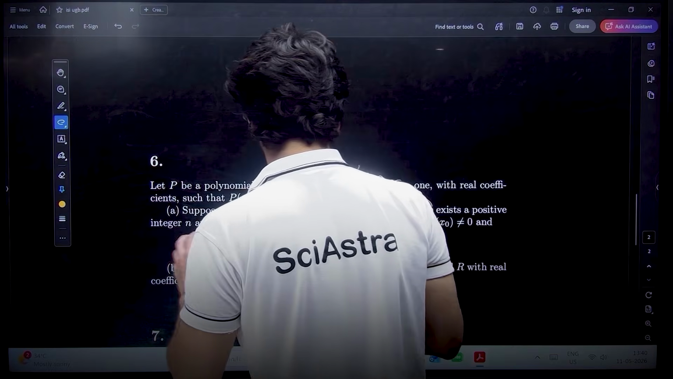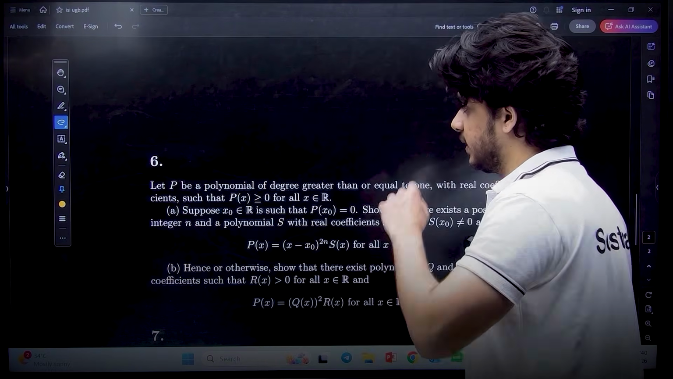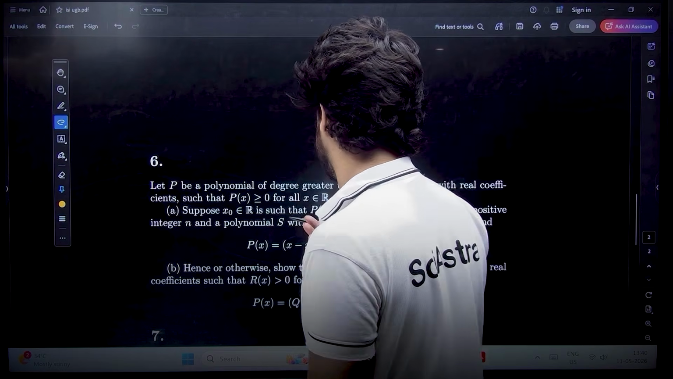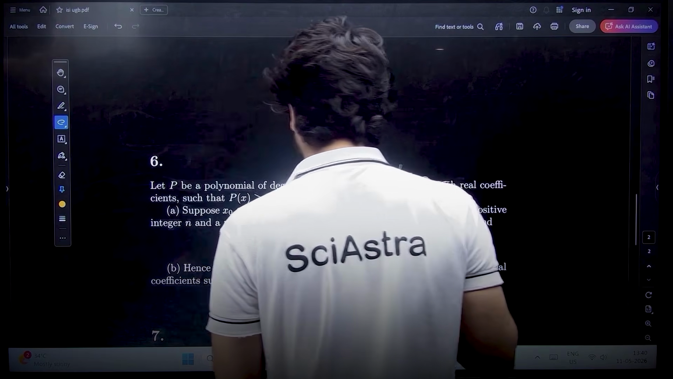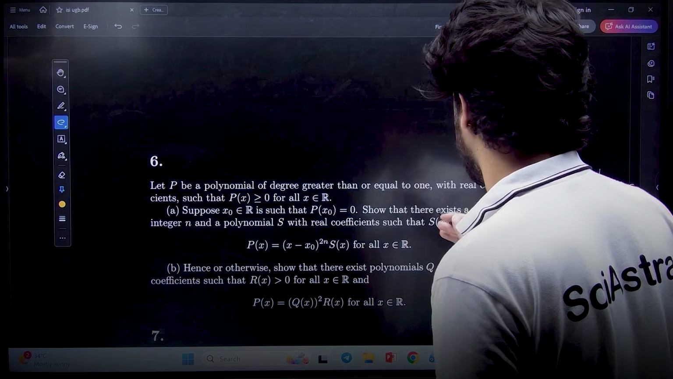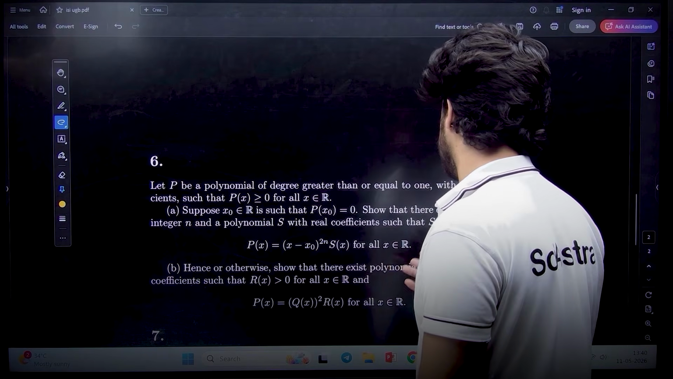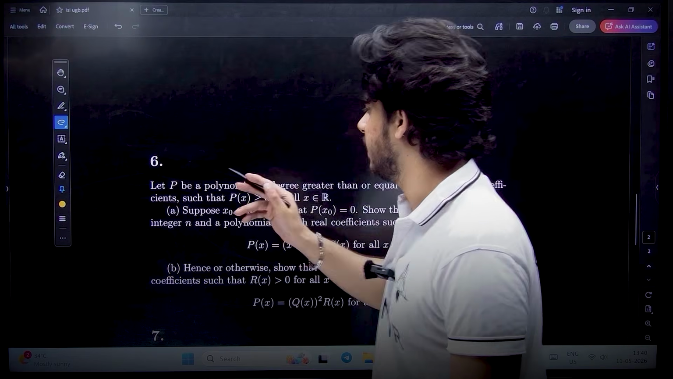Alright, so let's come on to the sixth question now. Let P be a polynomial of degree greater than or equal to 1 with real coefficients such that P of x is greater than or equal to 0 for all x. Suppose that x0 is a root and show that there exists a positive integer n and a polynomial s with real coefficients. So this is actually again a very easy question.